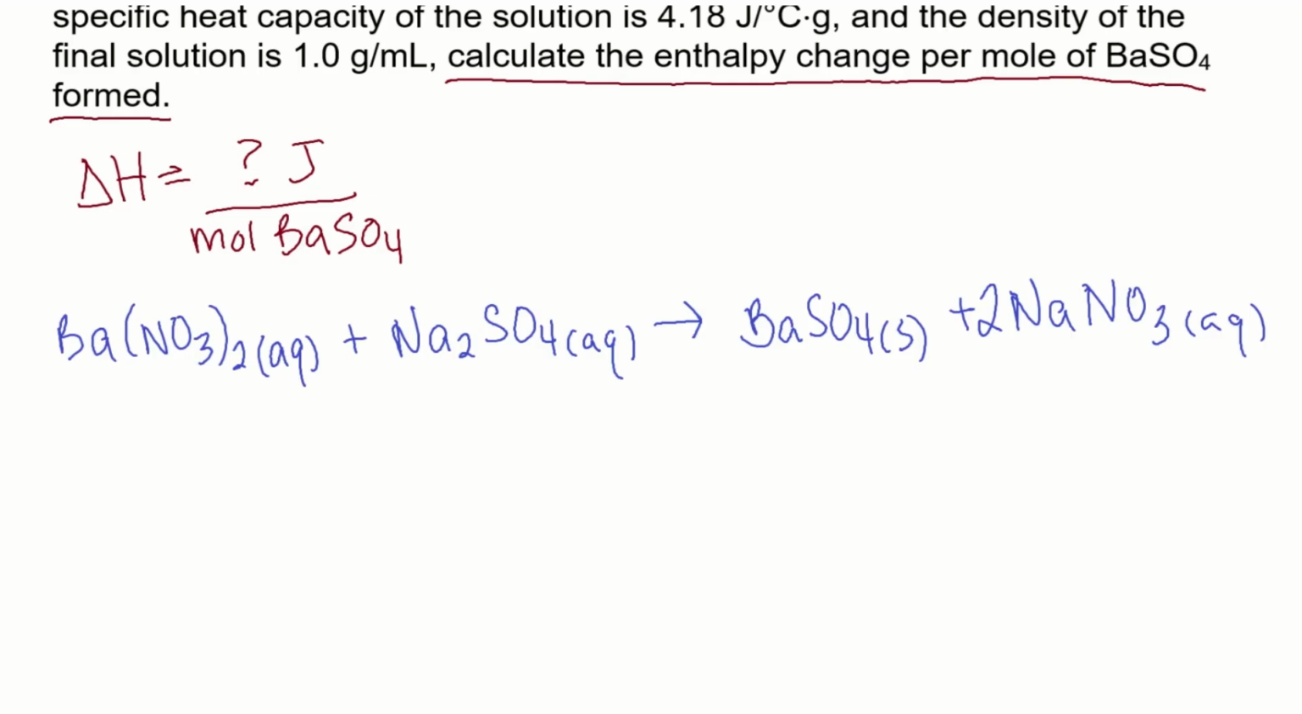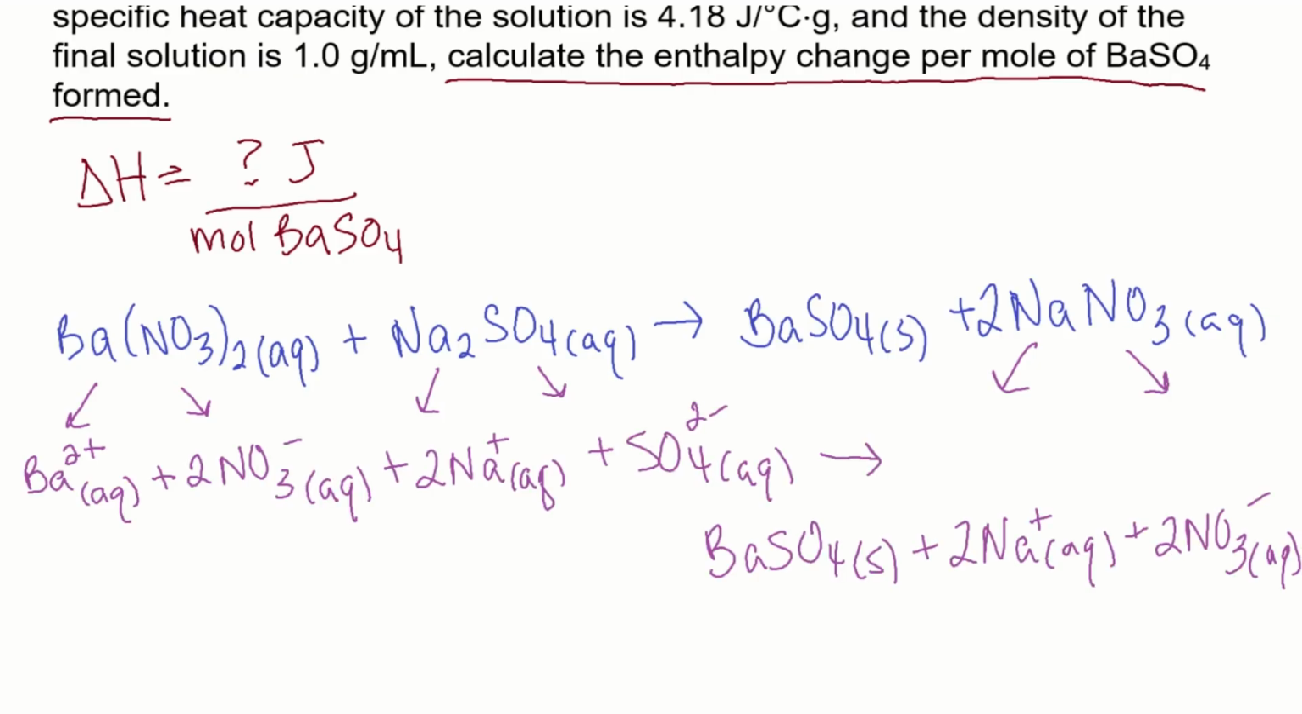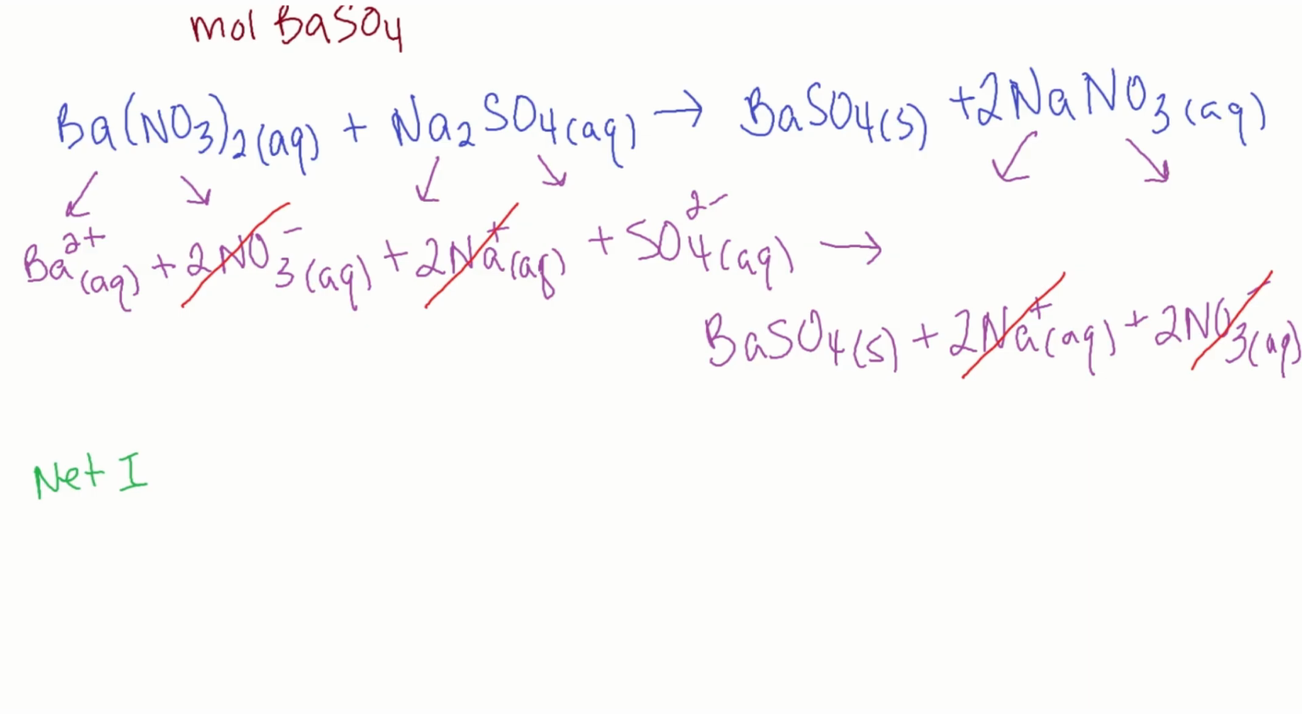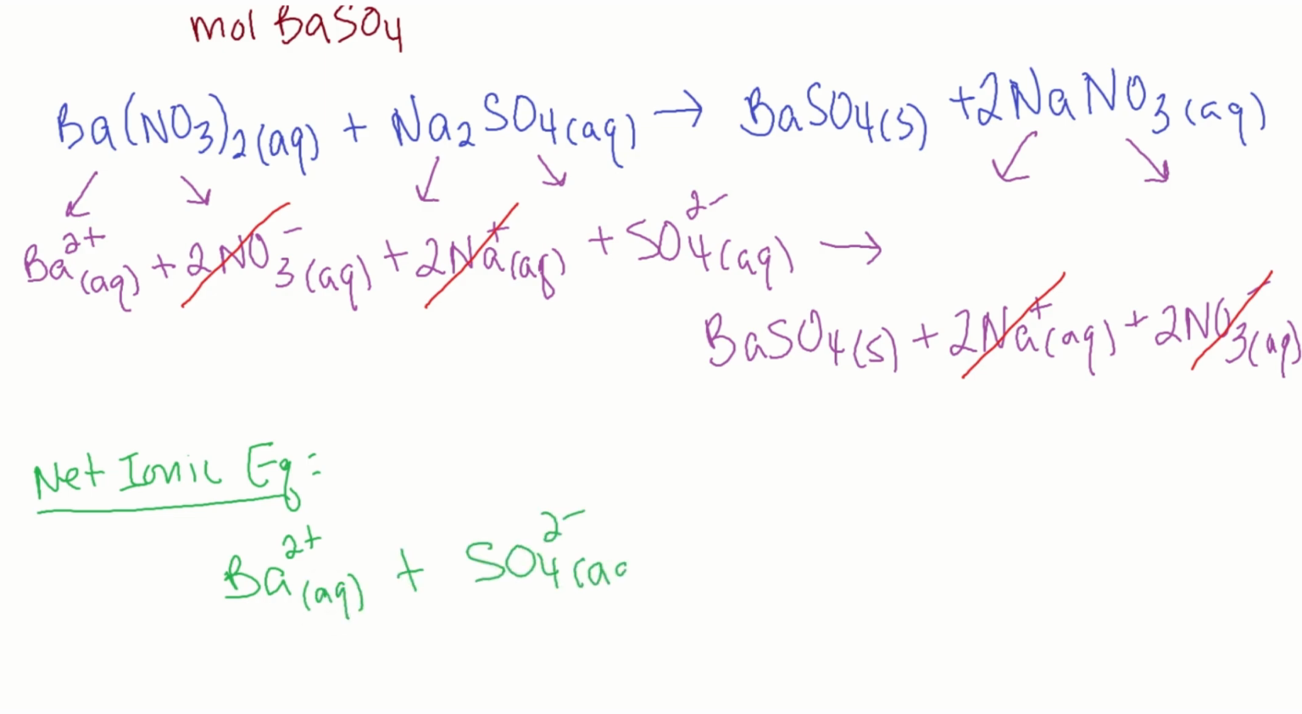Next, let's write the complete ionic equation by separating all the soluble ionic compounds into their ions. Don't forget the charges. Let's get rid of the spectators. They're just watching the show. And our net ionic equation looks like the barium ion and the sulfate ion in their respective solutions. And once those solutions are mixed, those ions fall in love.